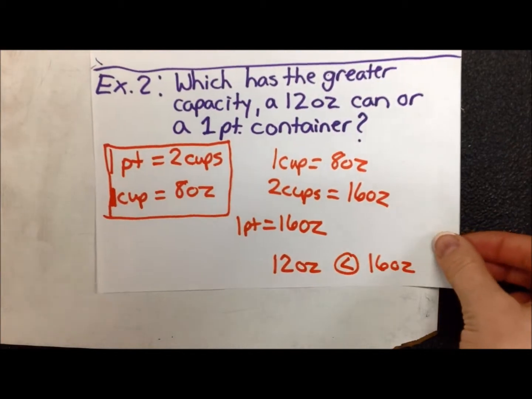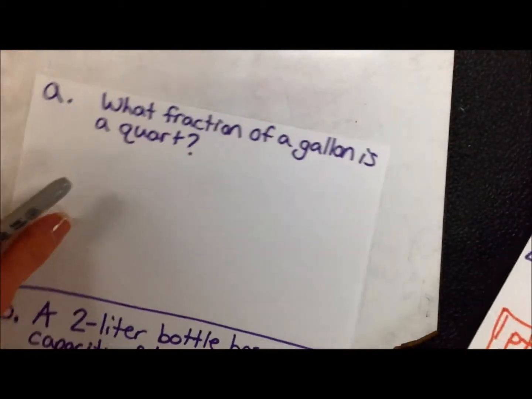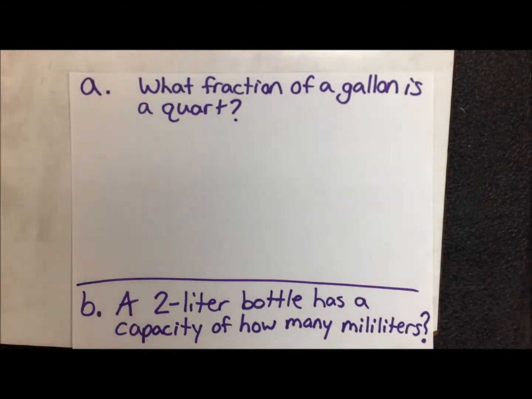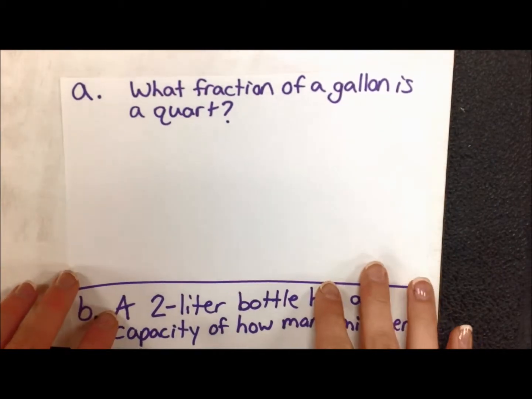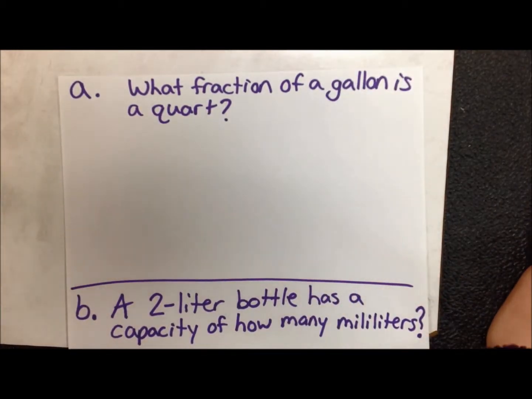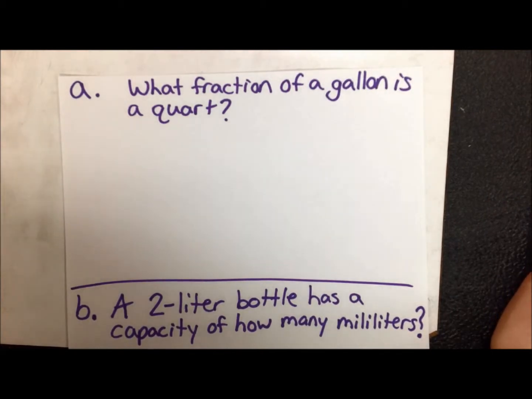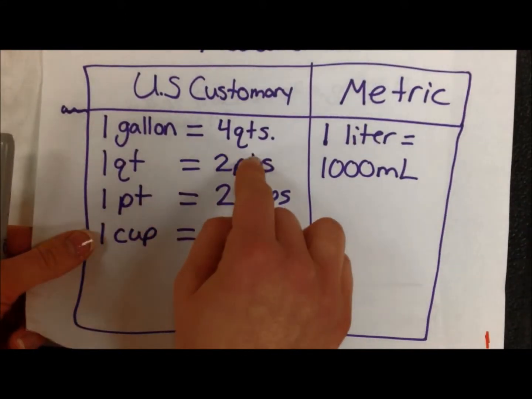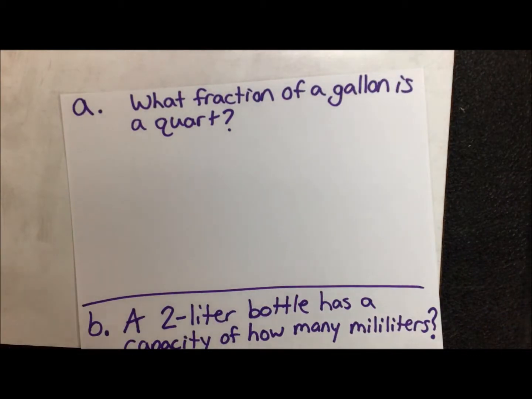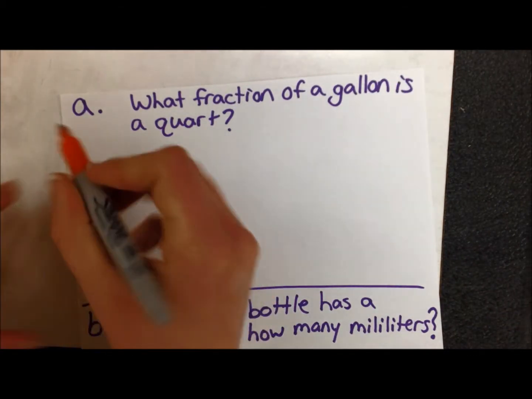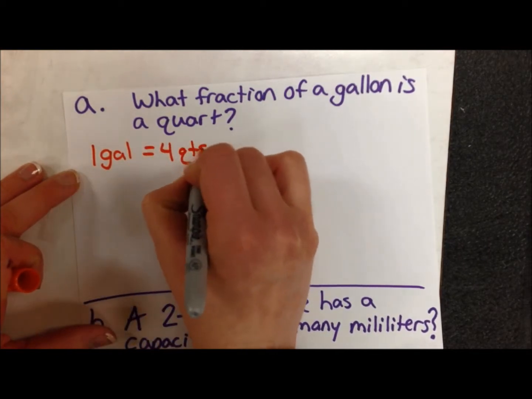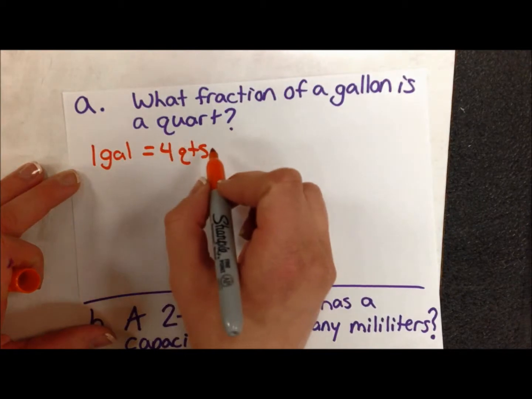Okay, now we will do some practice problems. For practice A, you can follow along here, also on page 405. Our first practice question is, what fraction of a gallon is a quart? So again, we go back to our units of liquid measurement, and we see that right away 1 gallon is equal to 4 quarts. So that's what we're going to start with. That is what we know. 1 gallon is equal to 4 quarts.